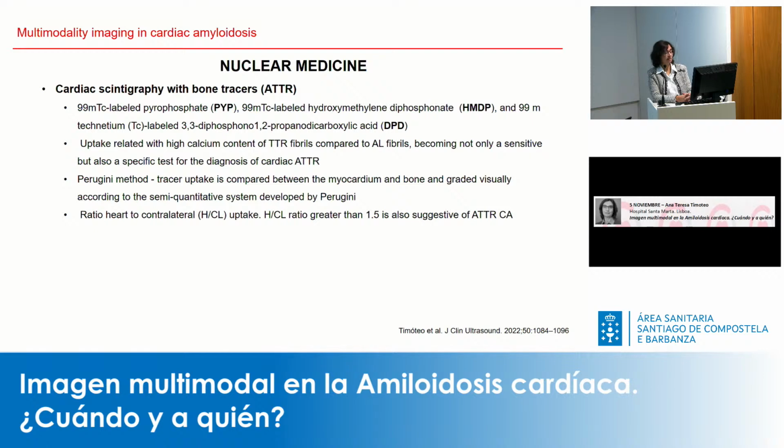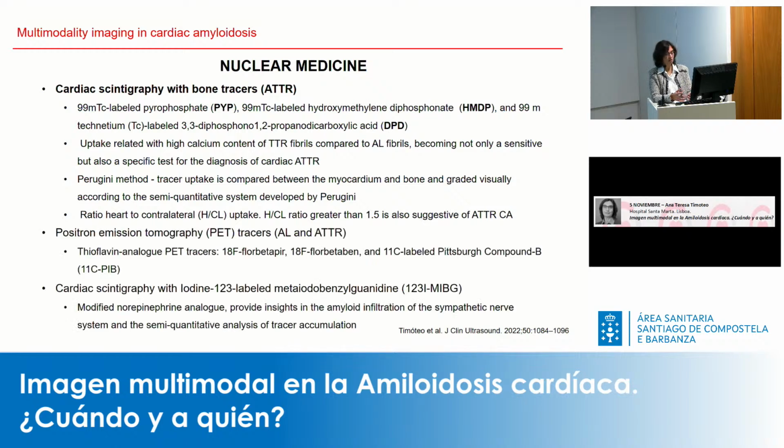The uptake of these radio tracers that are specific for bone is related to the high calcium content of TTR fibrils compared to AL fibrils, becoming not only a sensitive but also a specific test for the diagnosis of ATTR cardiac amyloidosis. We use the Perugini method that I will show in the next slide that compares the uptake between the myocardium and the bone, and it can be graded visually with the Perugini system. We can also use a ratio of heart to contralateral uptake, and a ratio greater than 1 is also suggestive of ATTR cardiac amyloidosis.